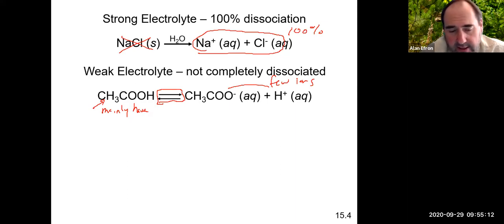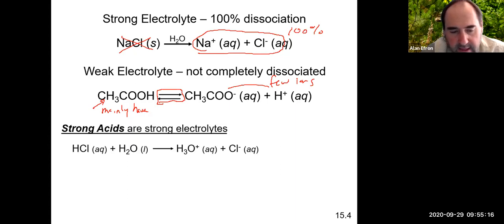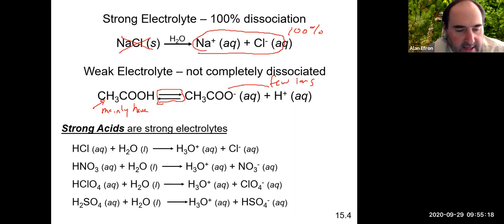So some strong acids here: HCl, HNO3, which is nitric acid, HClO4, which is perchloric acid, and H2SO4, which is sulfuric acid. So in solution, these guys 100% break apart into their ions. And these are ways that you can represent that dissociation in a reaction form.